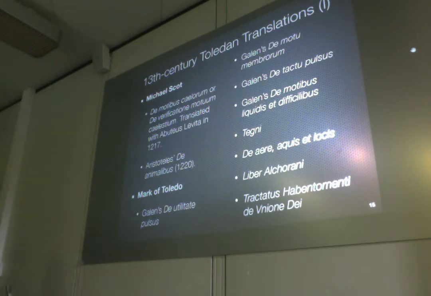Then I will go back five slides. By the way, maybe only some of you know him. Michael Scotus was the court astronomer and astrologer of the German Emperor Frederick II. And he's mentioned by Dante as put in hell.